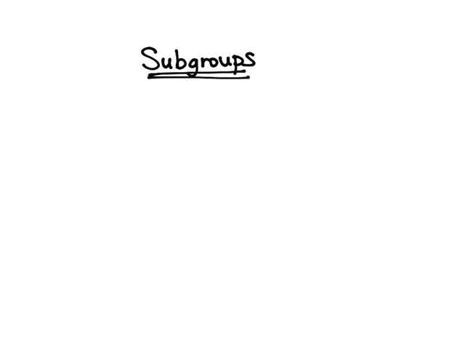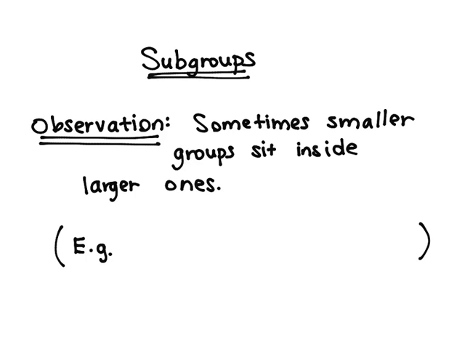So this topic originates out of a pretty simple observation, which is that sometimes smaller groups sit inside of larger ones. And we've already seen a few examples of this, like the integers is a group under addition, but those are inside of the real numbers, which are also a group under addition. Or if you prefer multiplication, you could think about the non-zero real numbers, R star. Those form a group under multiplication, but they sit inside of something bigger that also forms a group under multiplication, like C star, the non-zero complex numbers.